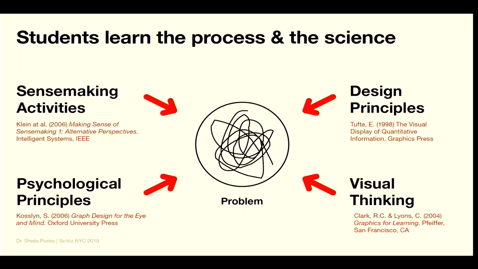So they learn how to make sense of information, they learn different psychology principles to help them understand how we perceive the world and how they can support that with design. They, of course, learn some design principles so they can start translating content into visual form. And they learn visual thinking to start learning how to work together with others and externalize their thinking process.